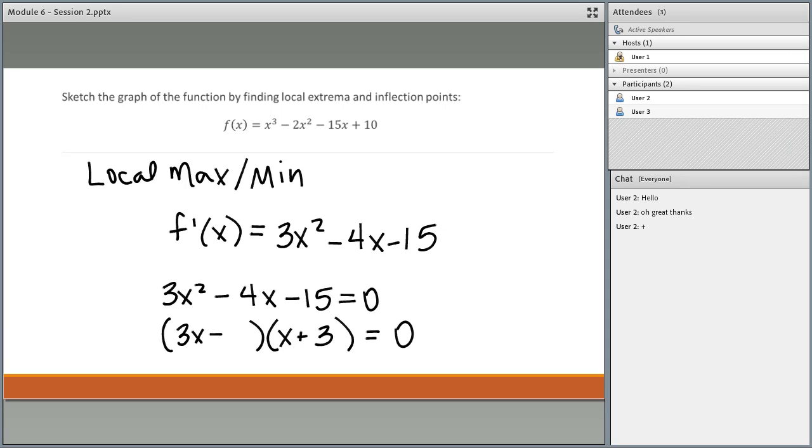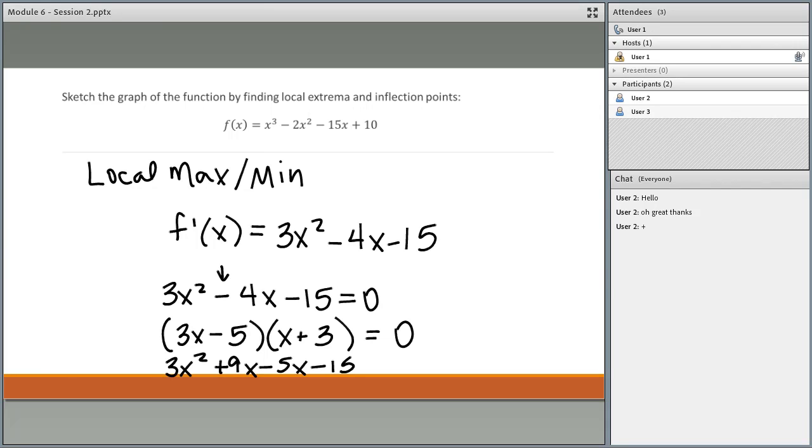Well, 3 times 3 is 9, and then minus 5. But what happens here is if I multiply this out just to make sure that I end up with a negative 4 in the middle, I get 3x squared plus 9x minus 5x minus 15. Sorry about that. So the problem is we end up getting a positive 4x in the middle and we need a negative 4x in the middle. So this is what I was saying earlier.